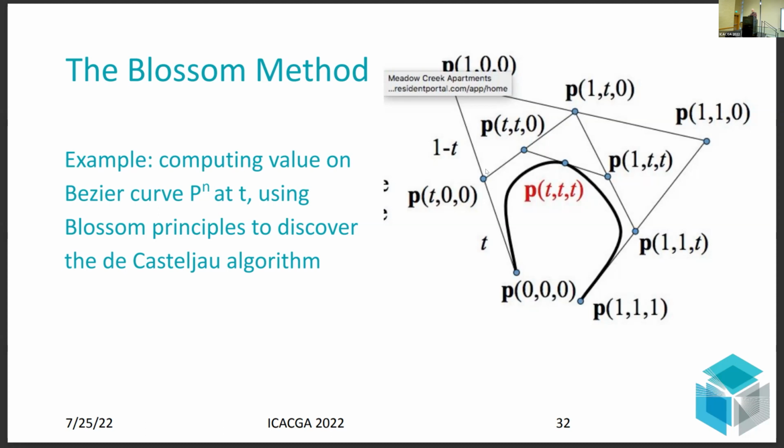Likewise, I find P(T,0,0) between these two and P(1,T,1). Do you see where I'm headed? Then between these two, I want to put another T in there. So I find P(T,T,0) between these two, and likewise this one. And then finally between these two, P(T,T,1), I get the 0 and 1. I find P(T,T,T). That's my point on the surface.